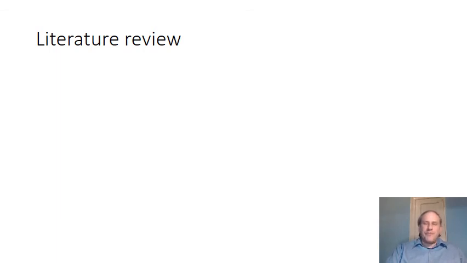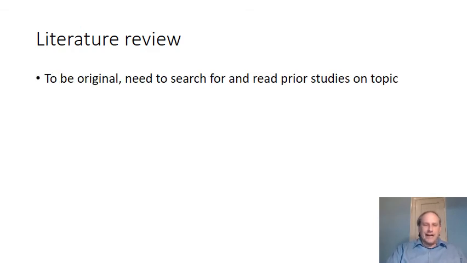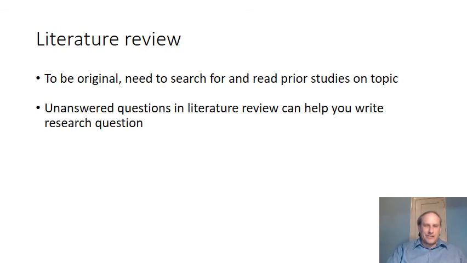One way to help you figure out what's worth researching is what's called a literature review, where you see, in this area that I'm interested in, what research has already been done. What do people think was interesting? What results do they have? And what did they find? To be original, you need to search for and read these prior studies to make sure somebody else hasn't already done the research you're interested in.